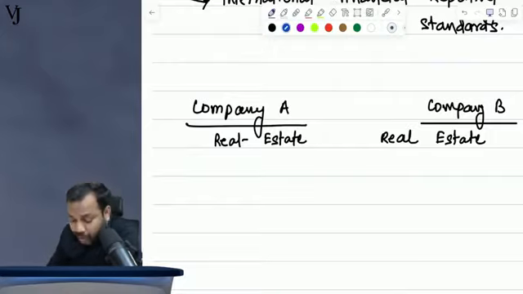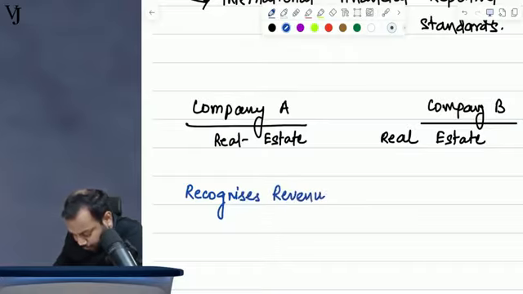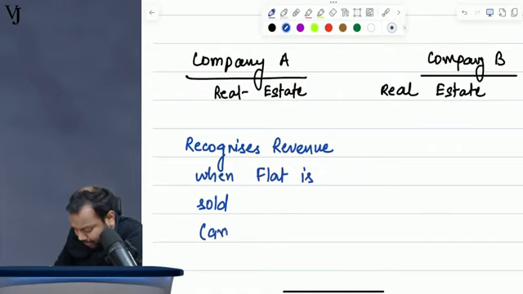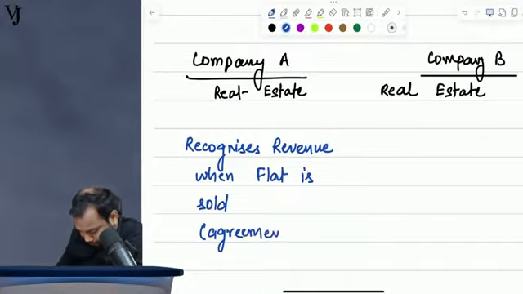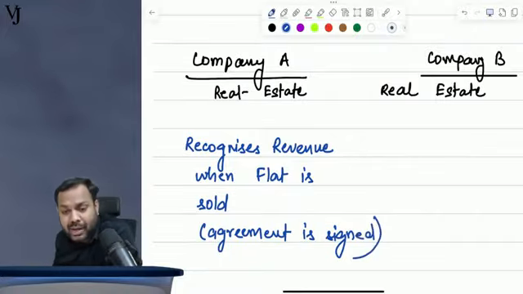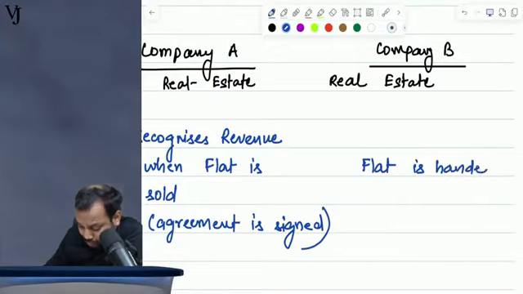But what happens? Company A recognizes revenue when a flat is sold, that is, when the agreement is signed. Whenever the agreement is signed with the customer, company A recognizes the revenue at that point of time. But company B recognizes the revenue when the flat is handed over to the customer.